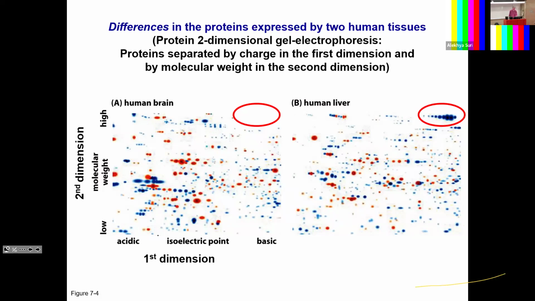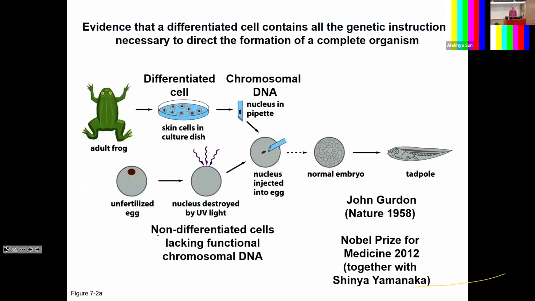So here you can see again, we have the same genome, or almost the same genome, in neurons and liver cells, but different expression patterns. Meaning there must be some kind of regulation at the gene level to accomplish this.